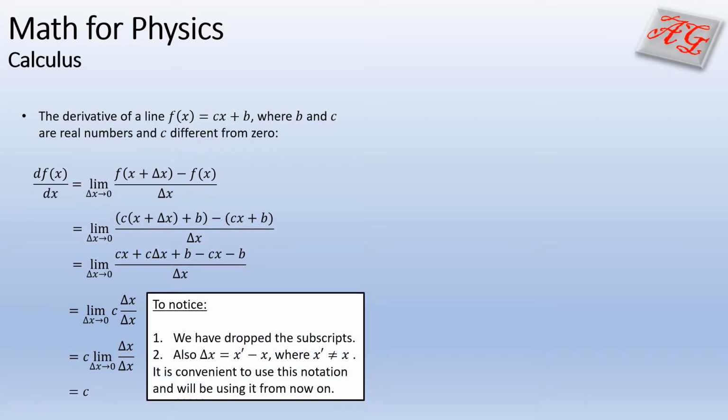Now, two things to notice. One, we have dropped the subscripts 1 and 2, and two, it is convenient to use x plus delta x instead of a different variable, since it helps to locate the variable delta x, that is the variable defining the limit.